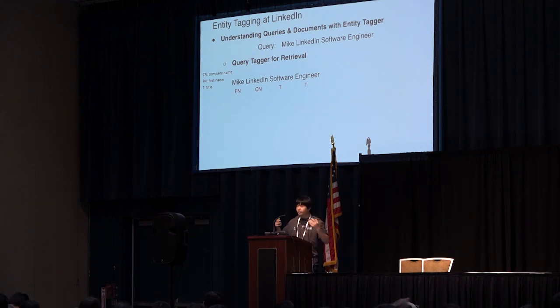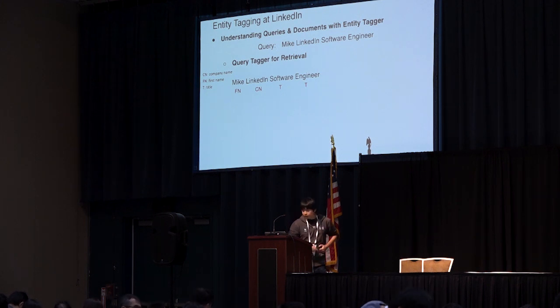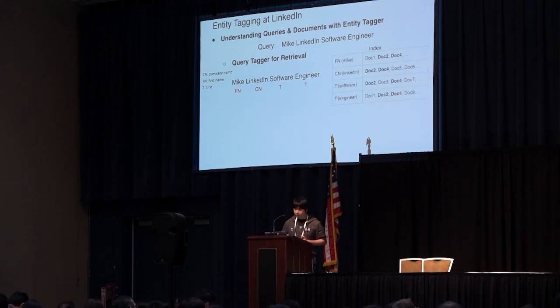Let's say we have this entity tagging. We marked Mike as first name, LinkedIn as company name, and software as title. Here are some short terms. On the other side, we have indexing, right? With indexing, we want to say that documents 1 to 4 contain a term Mike, which is a first name. Document 1249 contains a term engineer, which is a title.